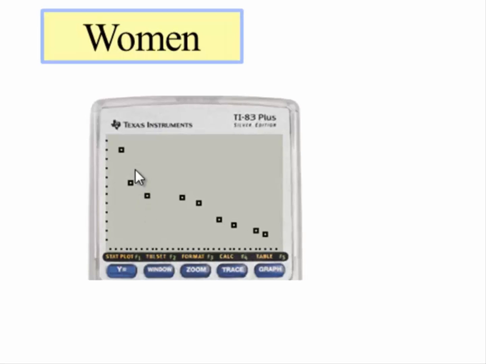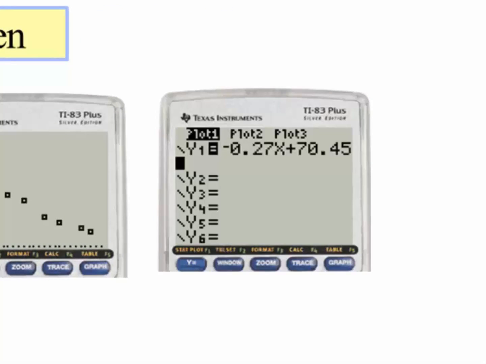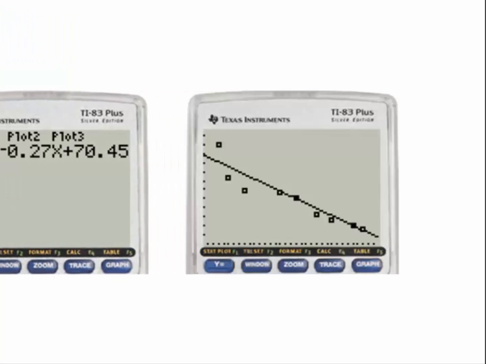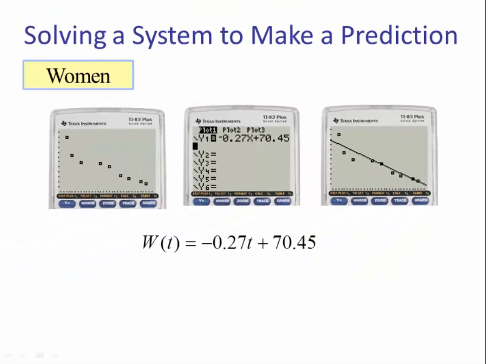And we have our scatter plot. Now this is roughly linear. We'll see how well the line fits this group of data points. We hit the Y equals, we type in our line of best fit, and then we hit graph. So the line is doing a relatively good job of modeling this data. So the equation for the winning times for females is negative 2.27 T plus 70.45.